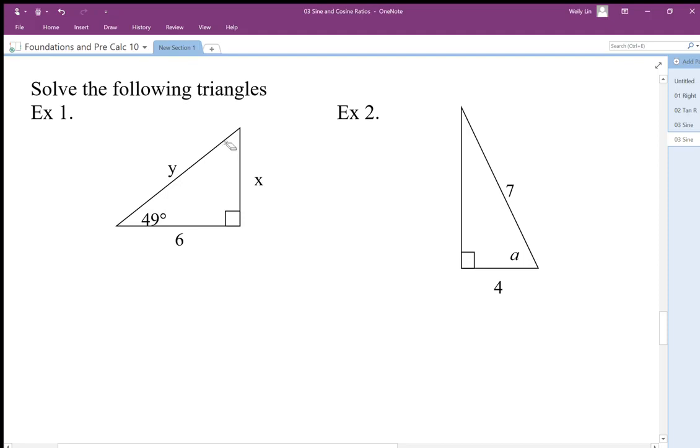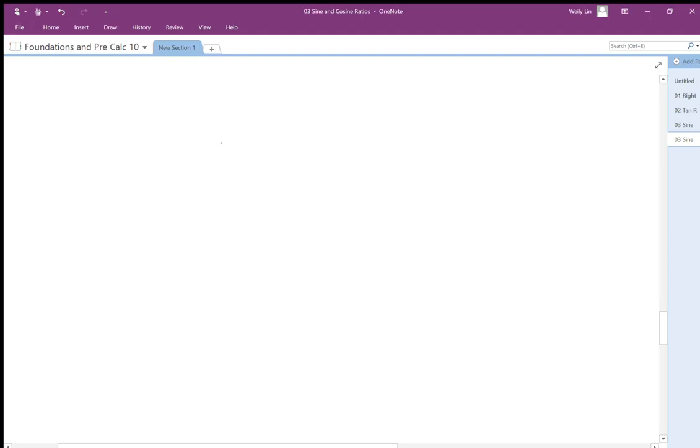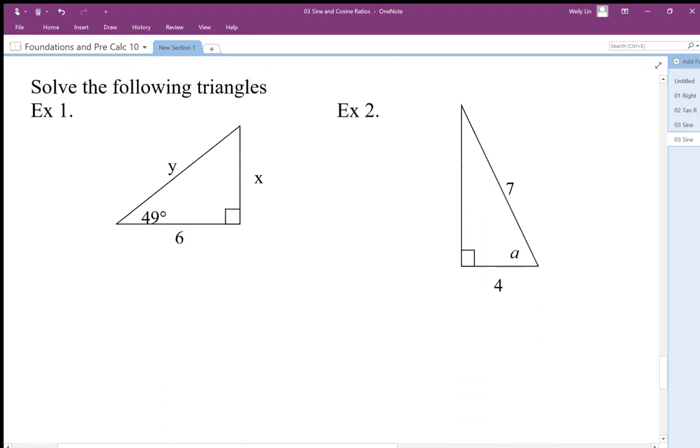So if we do 90 minus 49 degrees, we end up with the unknown angle here. 90 minus 49 gives me 41 degrees. That's my unknown angle. So right away I can figure out the angle, but I'm still missing sides. I can't use Pythagoras because I only have one side.